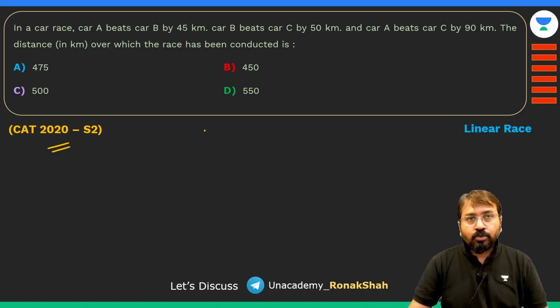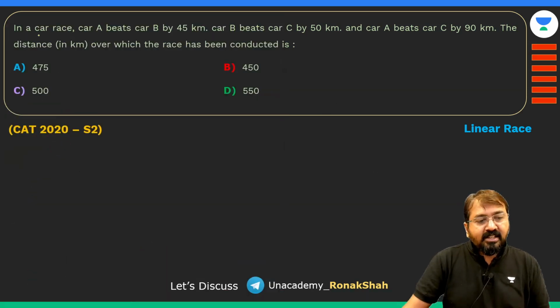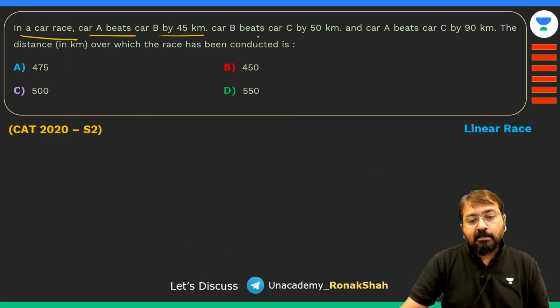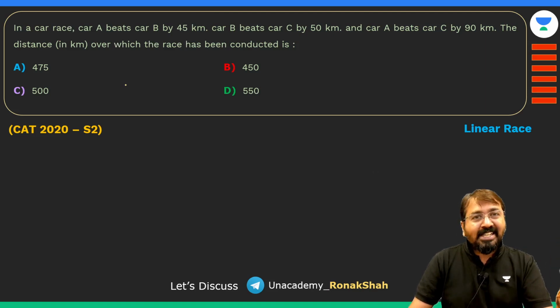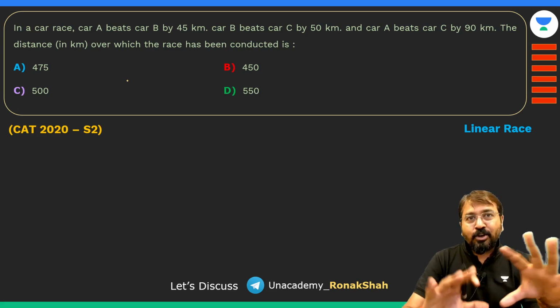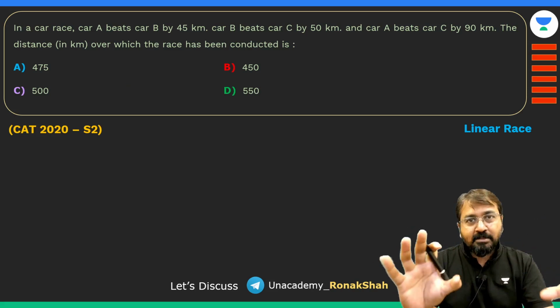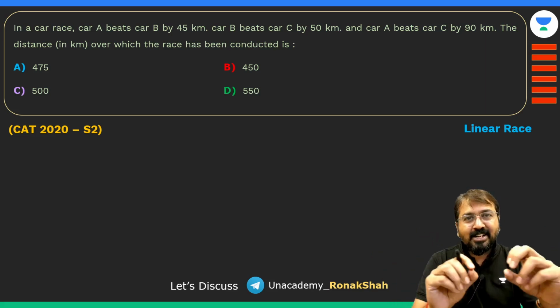In fact, you can quickly go through the data. Yes. So the question says that in a car race, car A beats car B by 45 km, car B beats car C by 50 km, and car A beats C by 90 km. Find the distance over which the race has been conducted. Guys, this is an actual CAT 2020 question. So I'm sure by now you would have understood that the CAT exam is actually not that difficult. It's just that you need to be cautious.